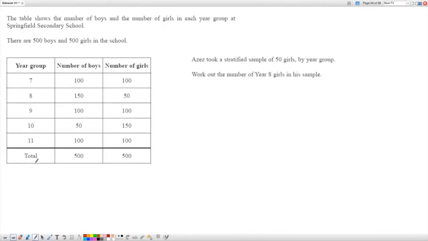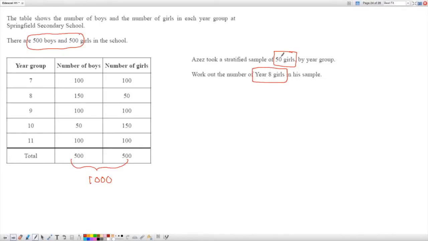Here we have a table that shows the number of girls and boys in each year group at a secondary school. We're told that in total there are 500 boys and 500 girls. And we're asked to work out a stratified sample of 50 girls by year group. So our total here is 1,000, and we're looking at a sample of 50 girls by year group. And we need to know how many for the year 8 girls.